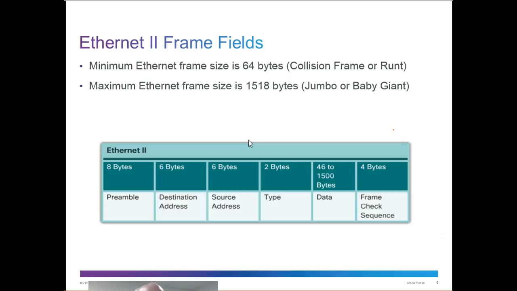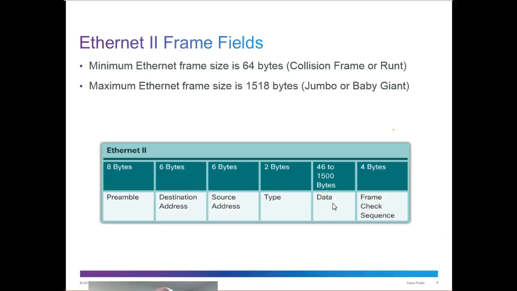And the Ethernet frames that come in, we talked a little bit about them, but here's a little review. They can be as small as 64 bytes, and anything smaller would be a collision frame or maybe a runt frame, which is really too small to be of any use. And it can't be any bigger than 1518 bytes. Anything bigger would be a jumbo or a baby giant, which means too big. But the reason it can be that big is because we can have up to 1,500 bytes of data.